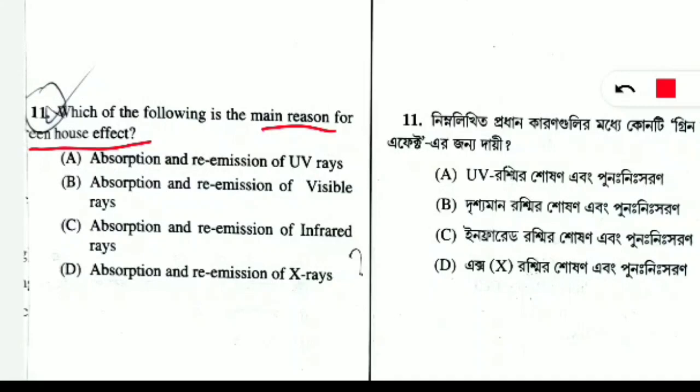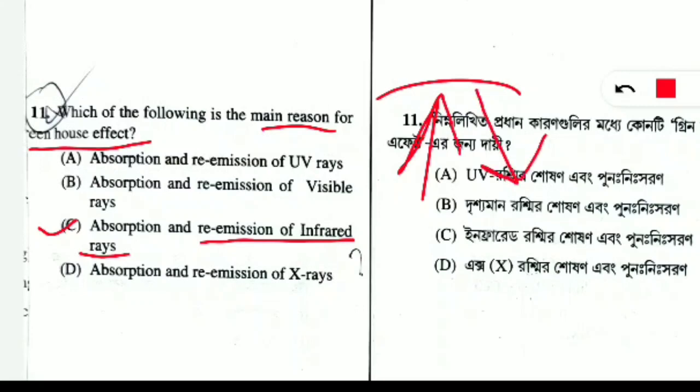So here, the correct option will be option number C, absorption and re-emission of infrared rays. Yes, infrared are the causing reason for the heat, that is the temperature rises because of the absorption and re-emission of the infrared rays. So they are the main reason for the greenhouse effect. They are absorbed more. If they are re-emitted, then they are blocked by the greenhouse gases. So greenhouse gases are blocking the re-emitted infrared, that's why they are taken back or they are coming back to the earth and they are causing the greenhouse effect.